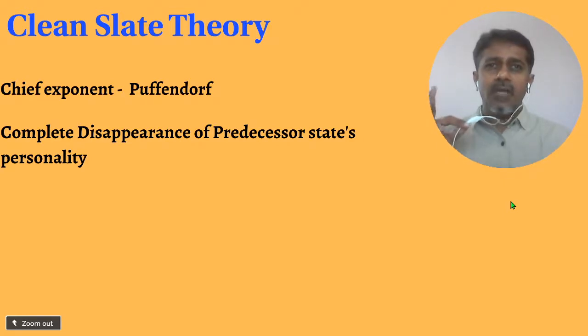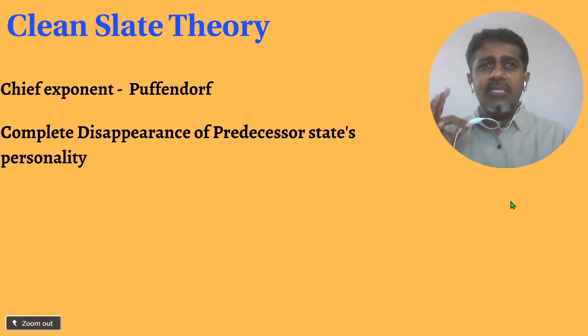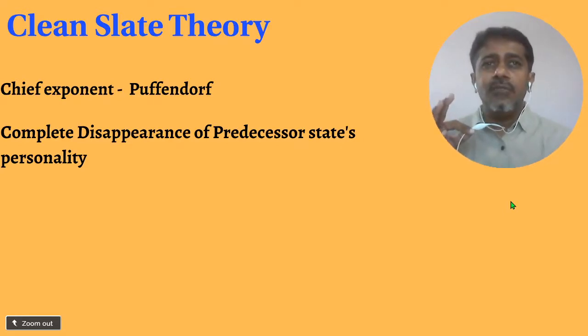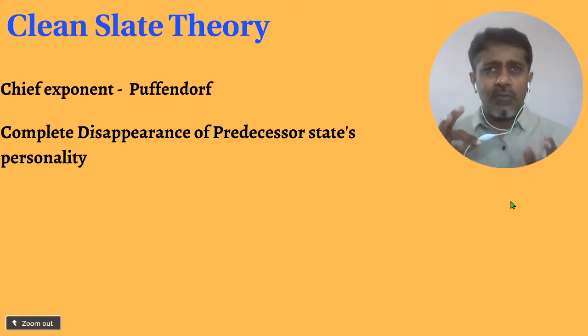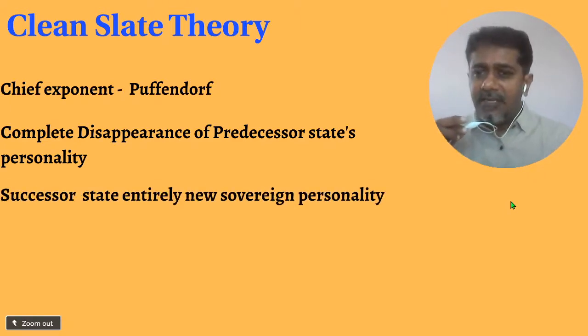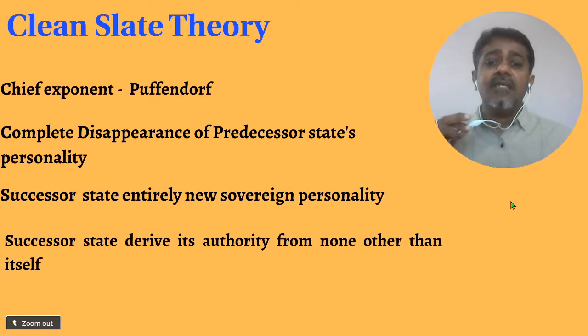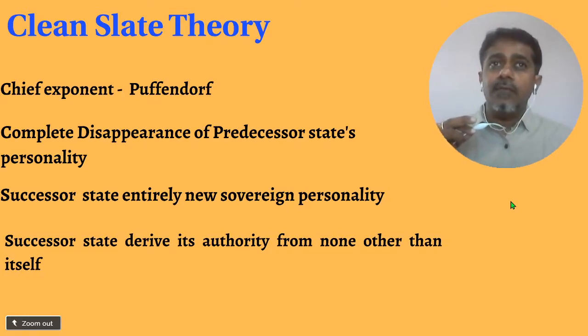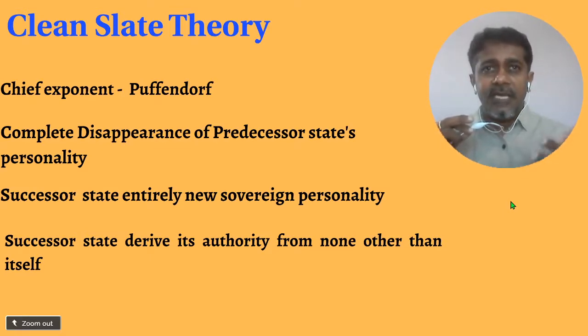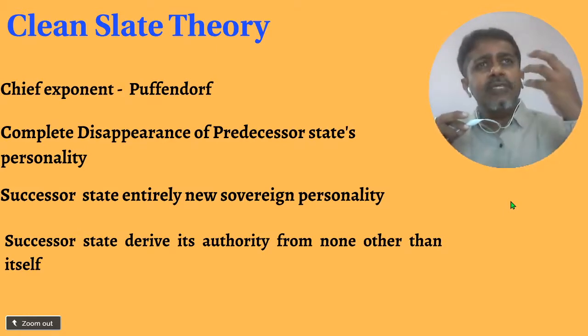You see that once an old state disappears or loses its sovereignty and a new state establishes its sovereignty, the new state is completely a new personality, having no relationship or links whatsoever with the predecessor state. The successor state is an entirely new sovereign personality, and it derives its authority from none other than itself. Who created the state? It has been created by itself. So sovereignty gets its authority by itself. Nobody gives it its authority.